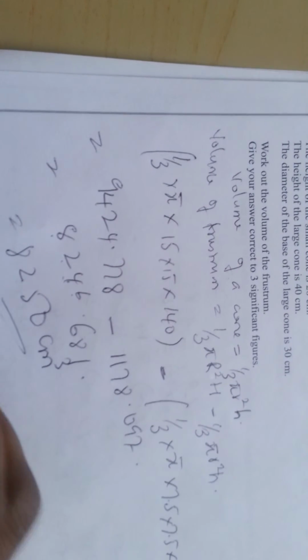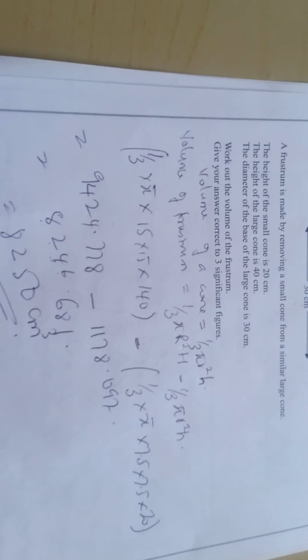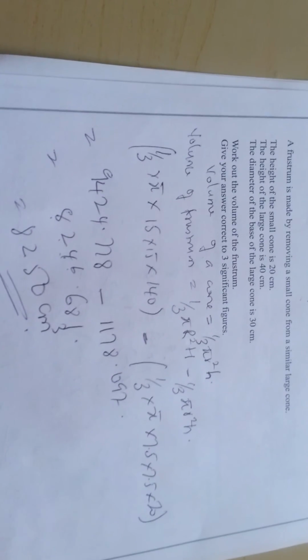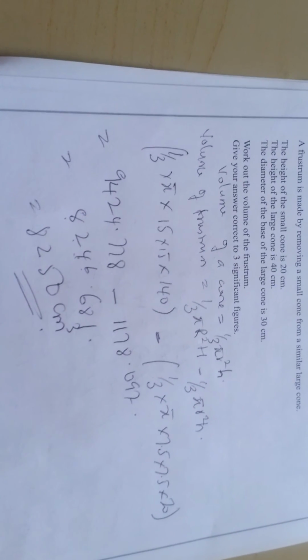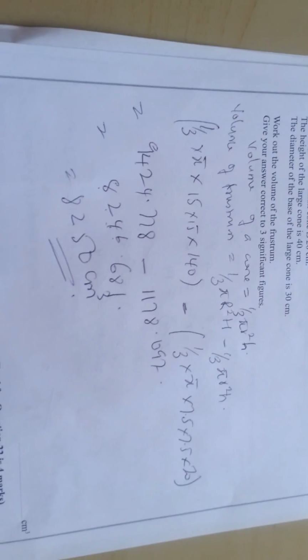centimeter cubed. Remember, a frustum is made up of a big cone that a small cone was taken out from. So you find the volume of the big cone and take out the volume of the small cone from it, then you have the volume of the frustum. It's just as easy as that.